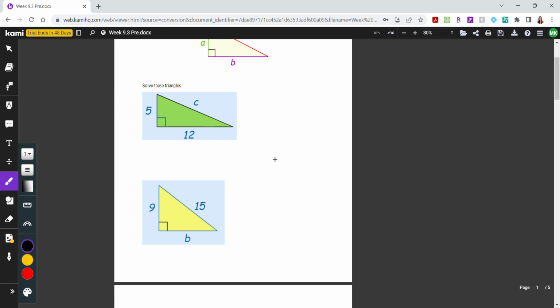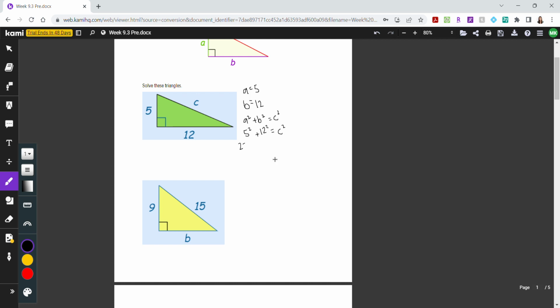So let's solve these triangles. The first thing I'm going to do is write down what my a and b are. Here I'm going to say that my a is 5 and my b is 12. All right, now they can be interchanged. My b could also be 5 and my a could be 12. It doesn't really matter as long as a and b are the legs of the triangle. And we are trying to find c because we don't know what it is. So I'm just going to write the equation a squared plus b squared equals c squared. Now I'm going to plug in the values that I know. So 5 squared plus 12 squared equals c squared.